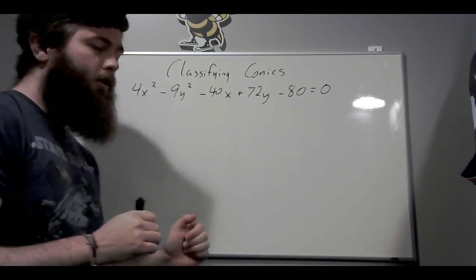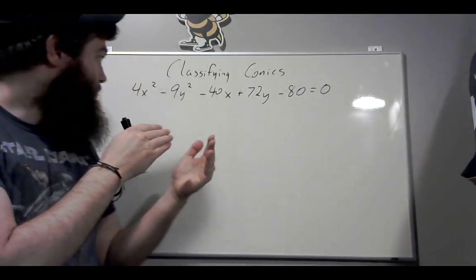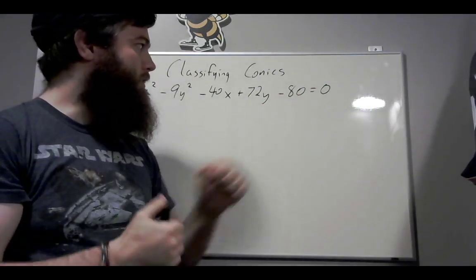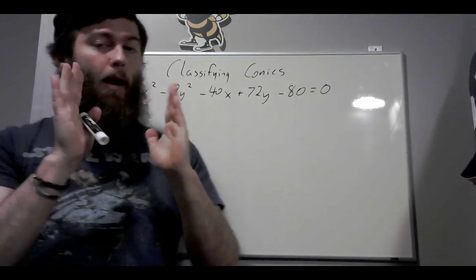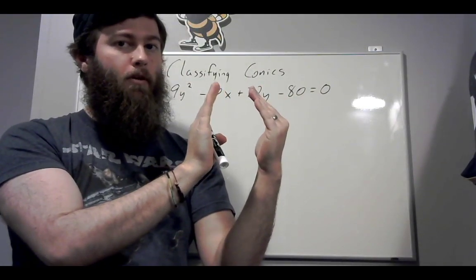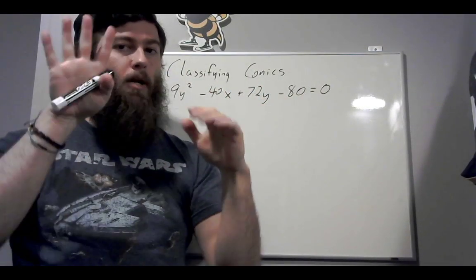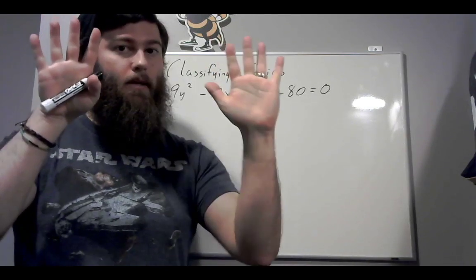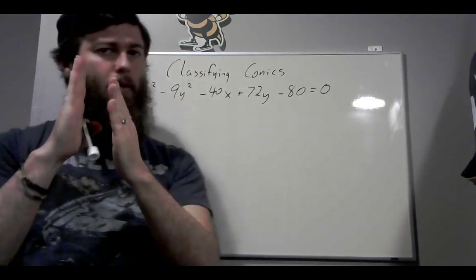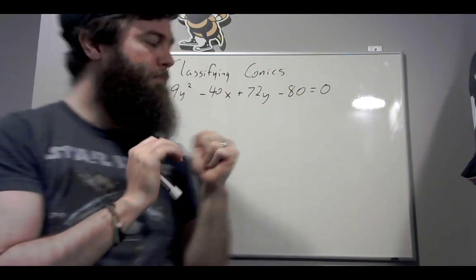So what we're going to do is we're going to, again, separate our x's and our y's, add our constant to the other side. But I want to put the negative term second. Because if you remember in the standard equation, it's a positive something minus something. So that minus is going to come from this negative value. So I'm going to put the negative one second always.